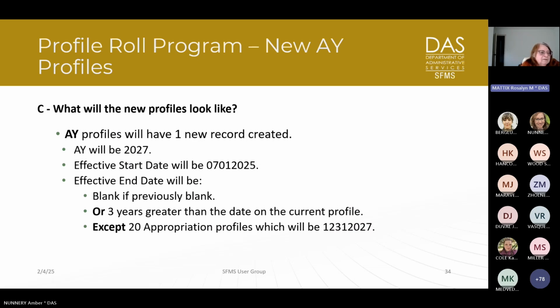So what will your new profiles look like? The AY profiles will have one new record created. The AY will be 2027. The effective start date will be 7/1/2025. The effective end date will either be blank if it was previously blank or 3 years greater than the date on the current profile. The exception is the 20 appropriation profiles. The effective end date for those will be 12/31/2027. Next slide, please.